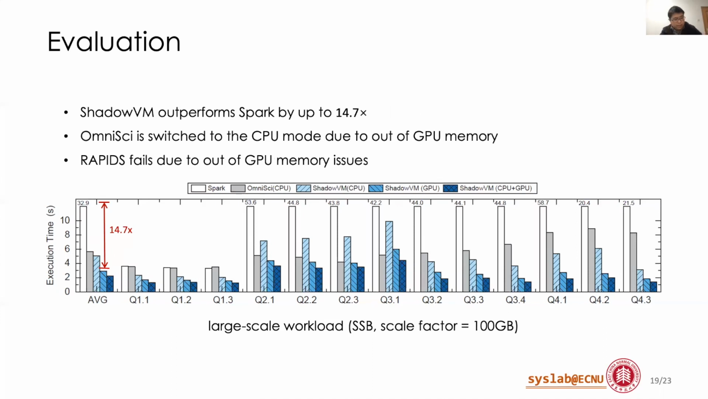The second experiment is carried out with a scale factor of 100 GB of data, which clearly exceeds the capacity of GPU memory. By using passive prefetch, ShadowVM is able to handle this large-scale workload with a 40.7 times speedup. Due to the out-of-GPU-memory issue, OmniSci switches to the CPU model, and Rapids fails as it does not support a CPU-only model or mixed model.